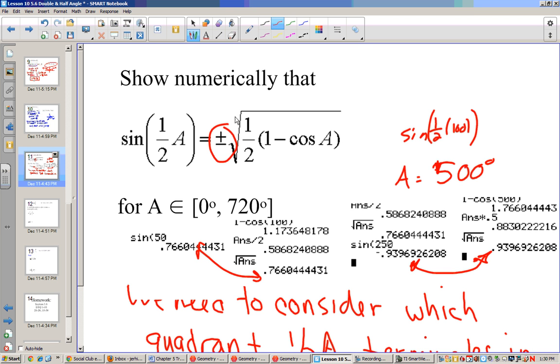And the problem is this will always yield a positive result, but the sign won't always be positive. So you have to think about the double angle. If I have 500, half of 500 is 250, which is down here, and the sign would be a negative over a positive, so it would be negative. So then we'd know when we're using the half angle formula that we'd have to use the negative value.